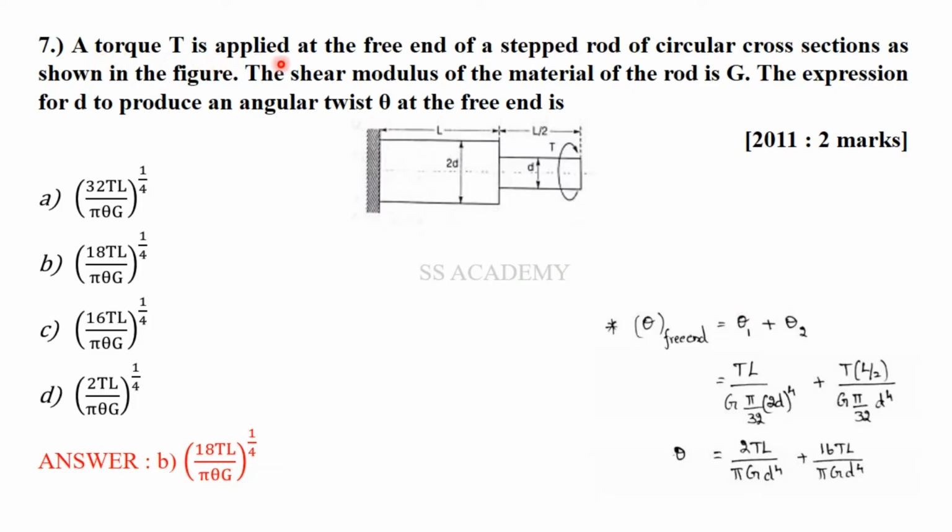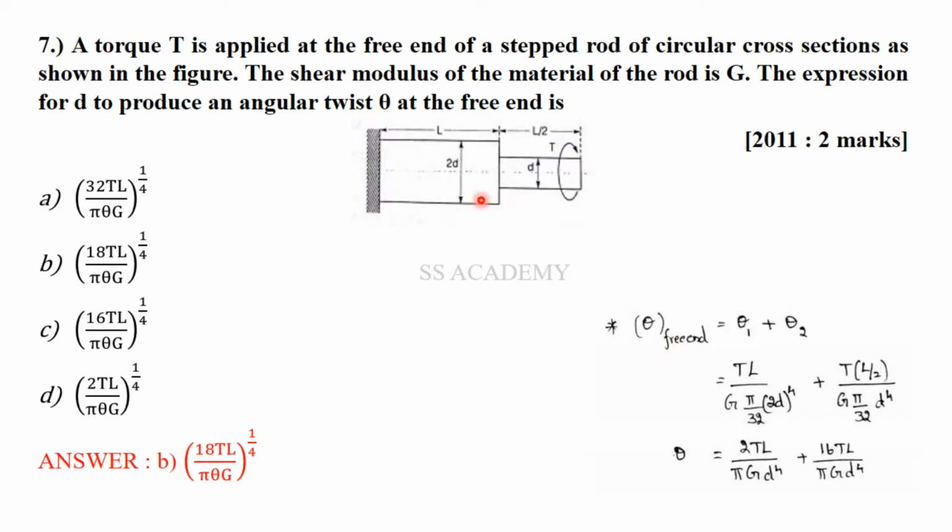A torque T is applied at the free end of a stepped rod of circular cross section as shown in the figure. The shear modulus of the material of the rod is G. The expression for D to produce an angular twist theta at the free end is, to produce theta, they have asked the D. Okay, it is a 2011 GATE 2 mark question, and we know that in case of a compound bar, that is a bar in series, we will be considering theta to be the cumulative of the theta in both the bars. That is a bar of length L and diameter 2D and another bar of length L by 2 and diameter D.